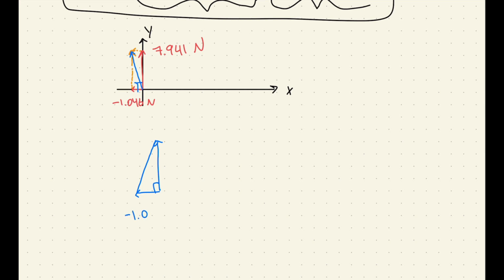Minus 1.046 newtons. Here we have 7.941 newtons. And we're looking for this vector, right? Yeah, you can create this triangle here. That'll give you the magnitude of this vector. But technically, the direction of this vector is actually here.